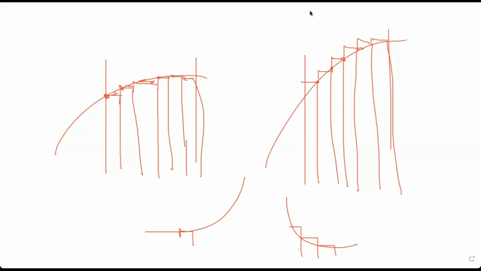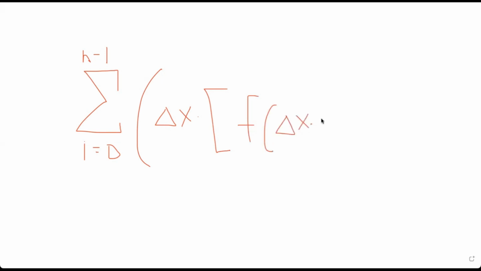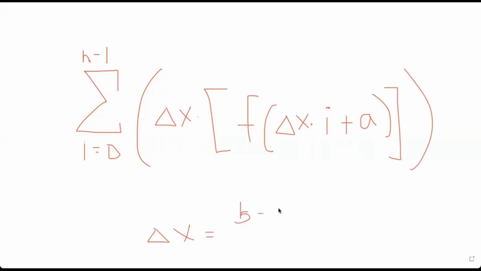I won't go into detail on the formulas, but they're very similar. It's just i equals 0 to n minus 1, where n is the number of rectangles, for left endpoint, and it's from 1 to n for right endpoint. What's inside the summation notation doesn't really change. We have the width, which is delta x, times each of the heights. Because the height is on the curve, it's f of delta x, the width, times i, or k if you want, plus your original starting point, a. So that is basically the formula. And notice, delta x is equal to b minus a over n, where b is the upper bound, a is the lower bound, and n is the number of rectangles. And that's the formula for left endpoint.